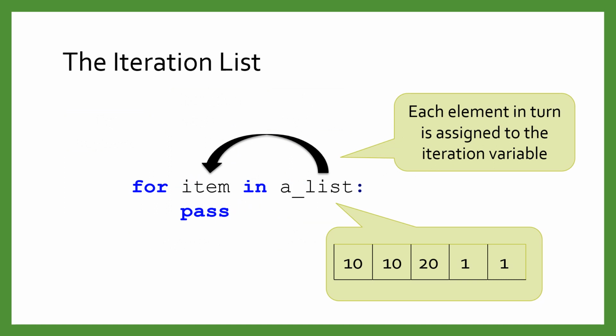A crucial element of any for loop is the iteration list. This is the data that we want to iterate over. When the loop executes, each item in the list will be assigned to the iteration variable in turn. It doesn't matter if the list has no items, 10 items, or 1,000 items. Python will still process each one in turn.